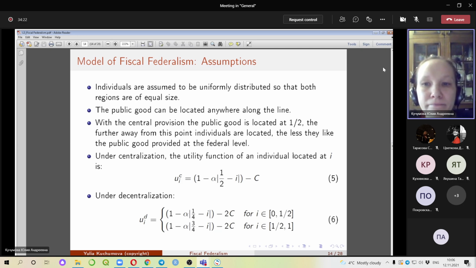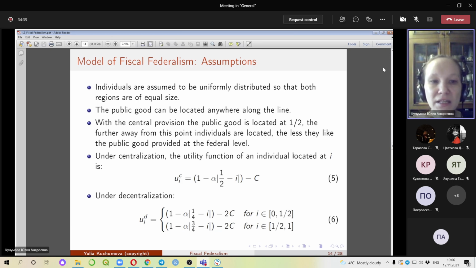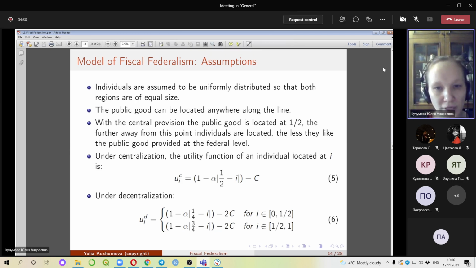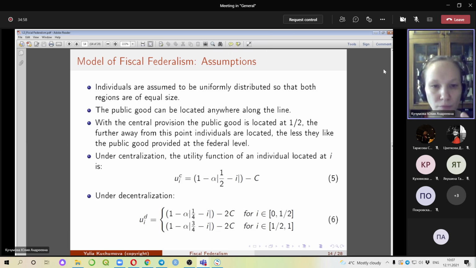Then, with the central provision of the public good located at point one half, the further away from this point individuals are located, the less they like the public good provided at the federal level, right? So what matters is the distance between you and the school, the public good. The further away you are located, the lower the utility you get from this public good.